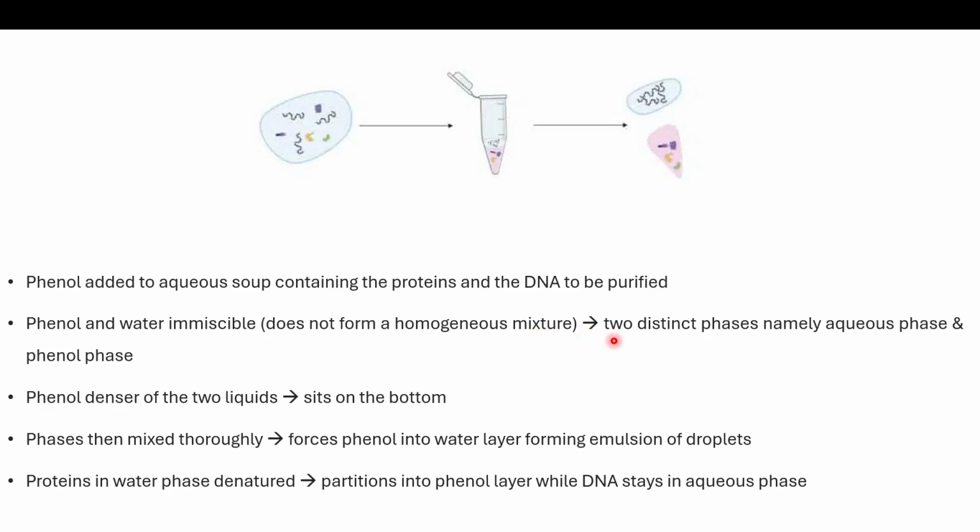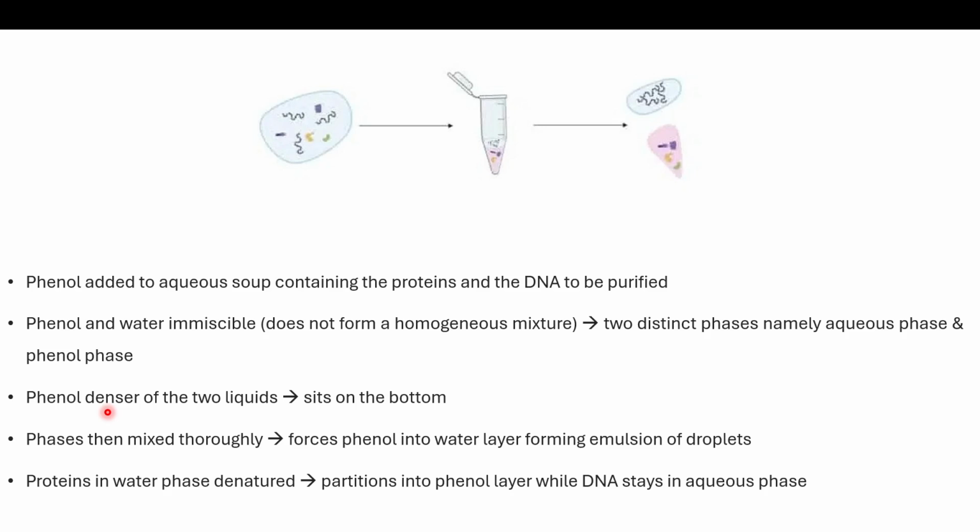Upon adding phenol and mixing it properly, because it's immiscible, you will see very distinct phases: the aqueous top phase and the phenol phase. Phenol is denser among the two liquids, so it will stay at the bottom. Usually it should stay at the bottom, but due to vigorous mixing, sometimes the layer flips, so that should be avoided.